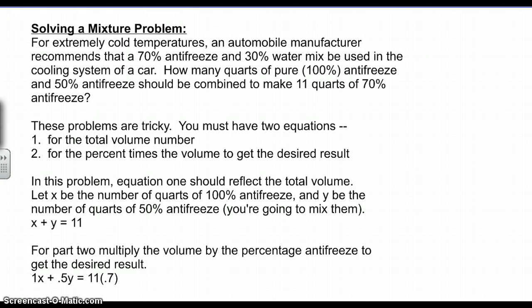Now for part 2, you have to multiply the volume by the percentage of antifreeze to get the desired result. Now 100% antifreeze would be 1, right? A coefficient of 1. So we're going to take 1 times the volume of 100% antifreeze. That's x. So we take 1x plus 0.5y. That's 50% antifreeze times the volume of 50% antifreeze. And that would equal 0.7, 70% antifreeze, times 11, the total volume. Do you see how that works? Okay, that's very important that you get that second equation correct.